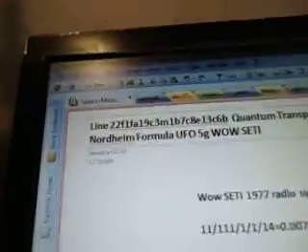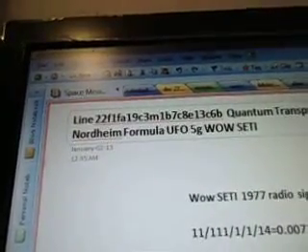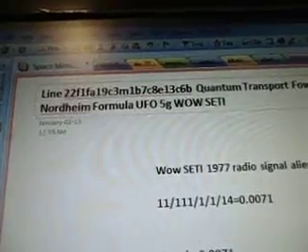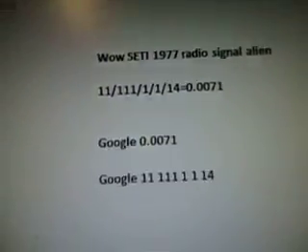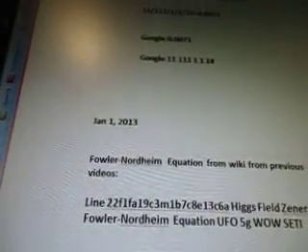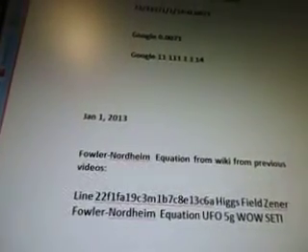Okay, part 284C3m1b7c8e13c6b. Line 22f1fa19c3m1b7c8e13c6b. Quantum Transport Fowler-Nordheim Formula UFO 5G Wow Seti. There's the alien radio signal, and this is the Fowler-Nordheim Equation formulas to rotate through space with the speed of light transport UFO CORE spaceship formulas.